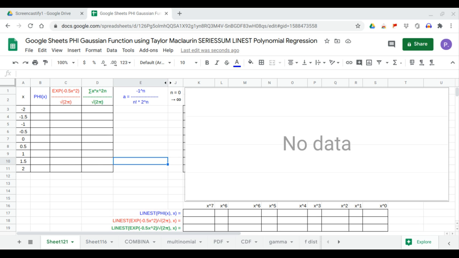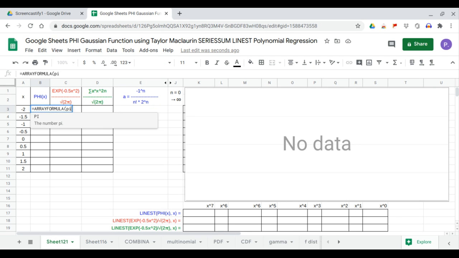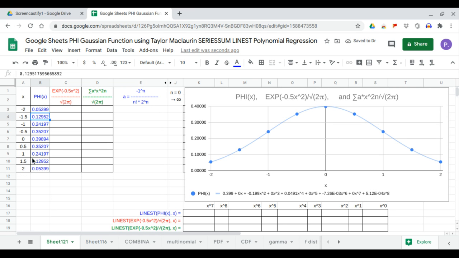In this video, we'll generate the phi function and the Gaussian function using Taylor-Maclaurin series sum expansion and LINEST polynomial regression. We begin with the array formula of the phi function of these x values from -2 to +2. And here you find the trend line and the trend line equation, which is a polynomial to the 8th degree.